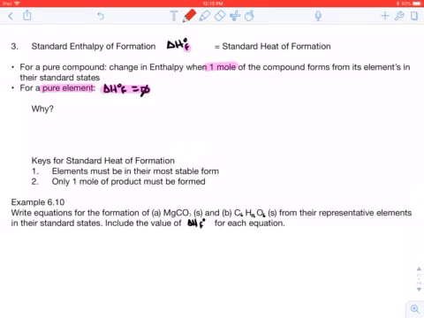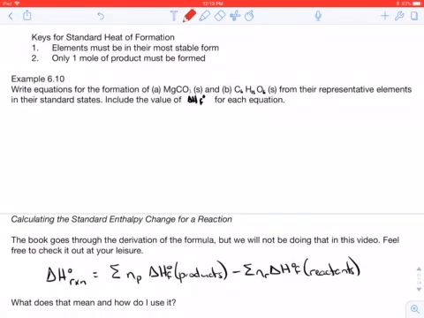It didn't take any energy, it didn't use any energy, it's just naturally there. So they set delta H naught F for those elements to 0, and everything is kind of based off of that. So let's move on just a little bit here.